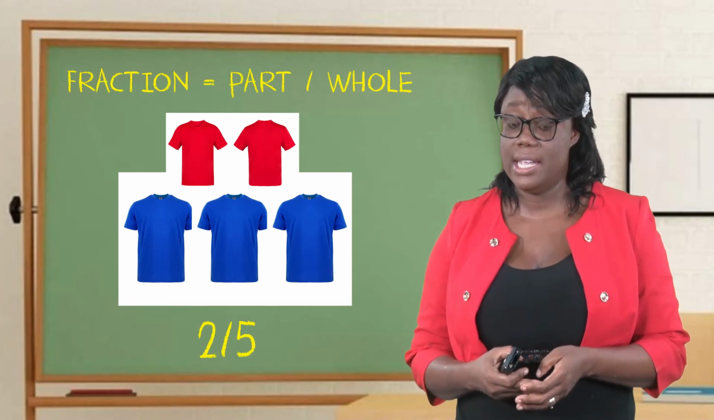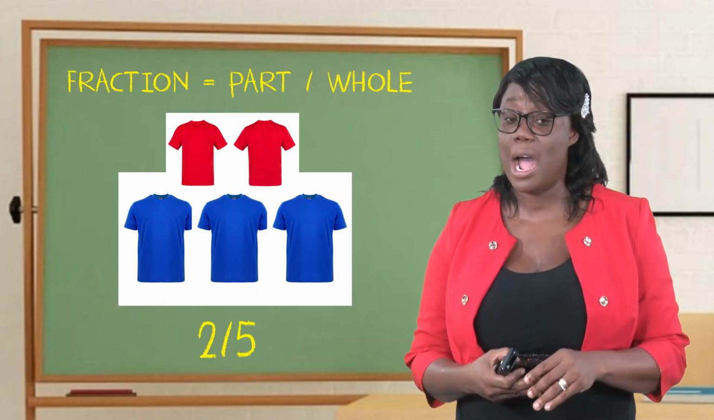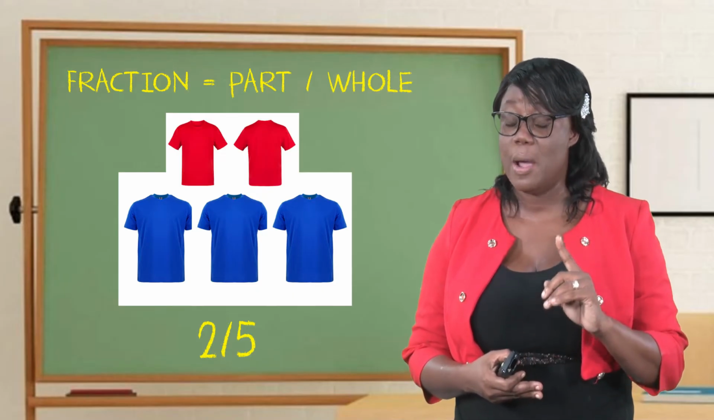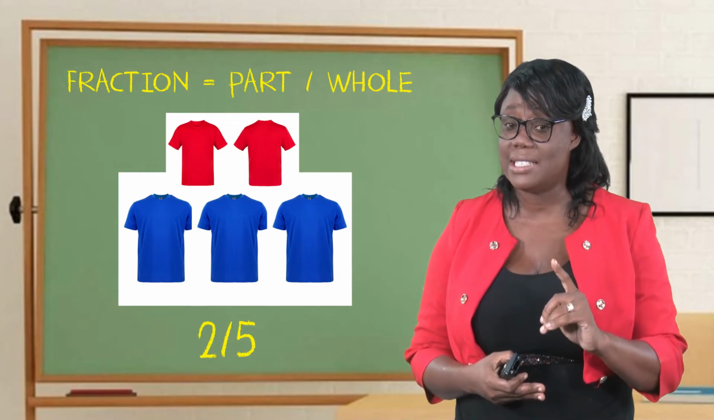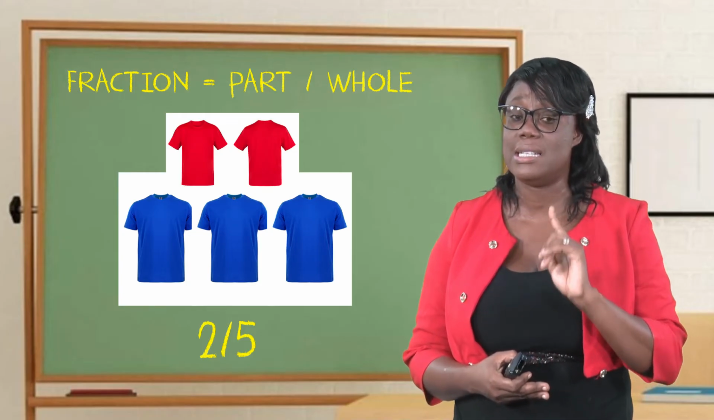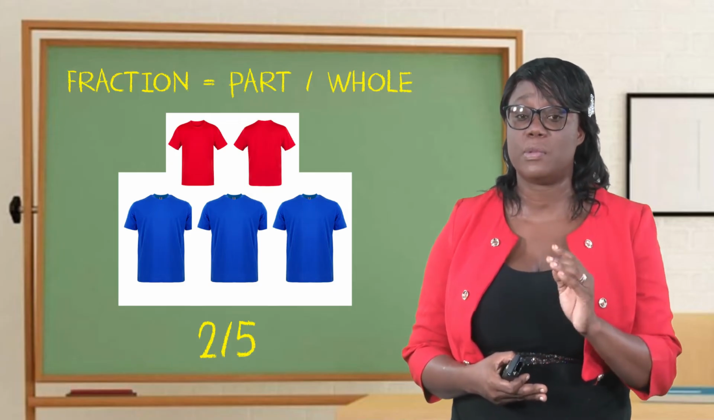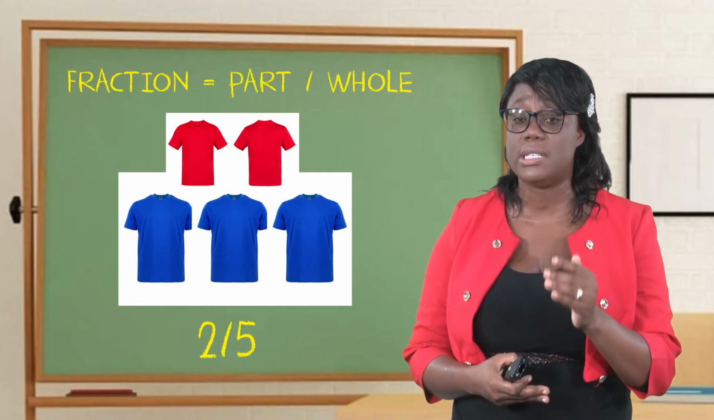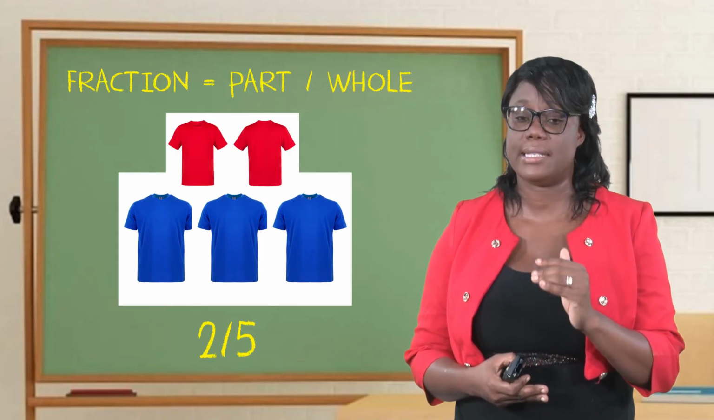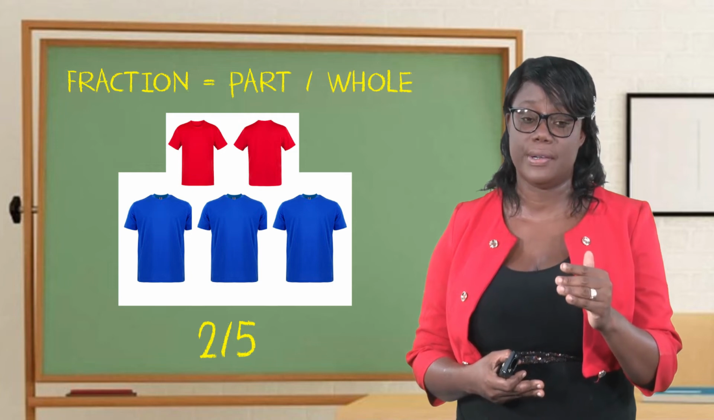Did you say 2 jerseys are red? You are absolutely correct. But the question asked, what fraction of the jerseys is red? So we have the total parts. What's the total number of jerseys we're looking at? Yes, 5. So 5 would be our denominator.